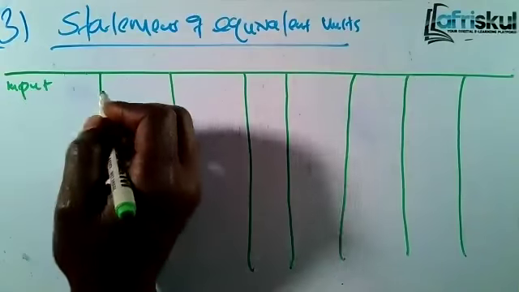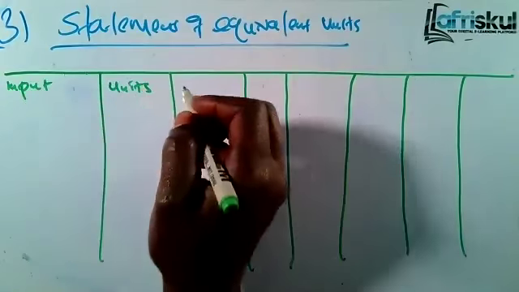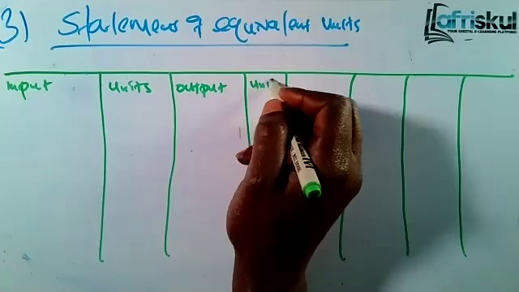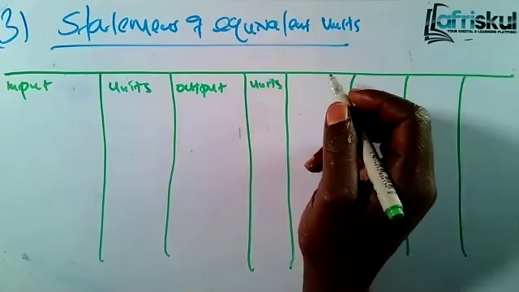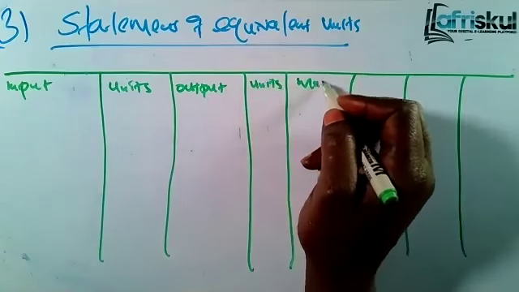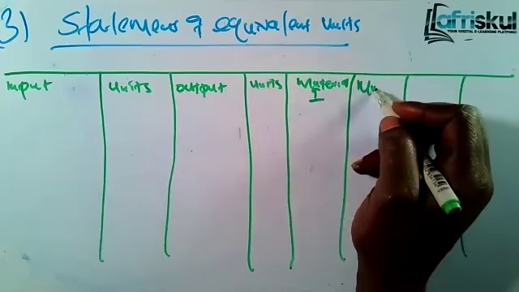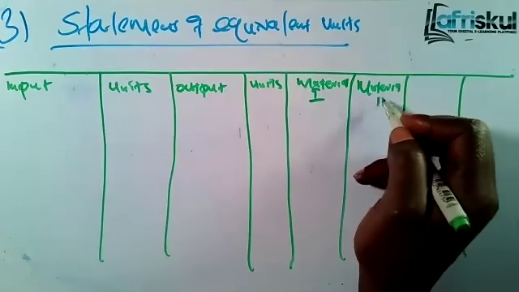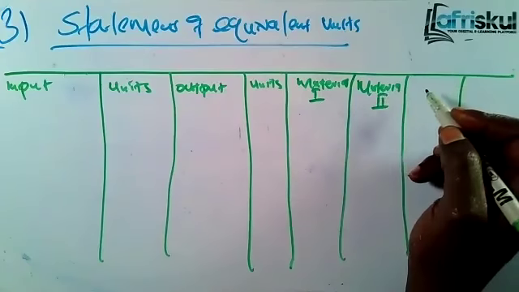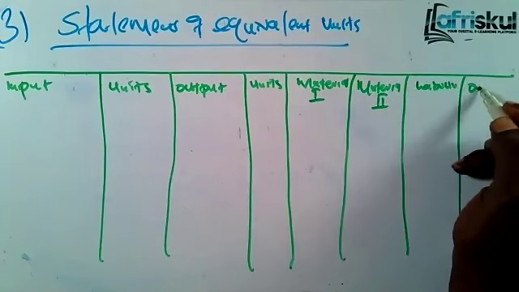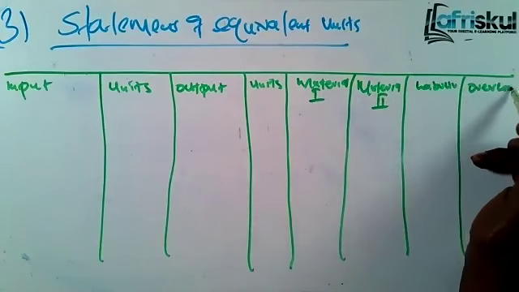So here we have input units, output units. We have material one, material two, and then we have labor and overheads.